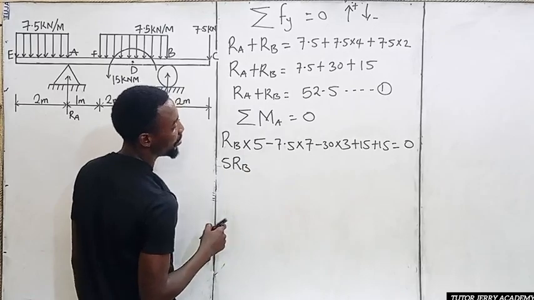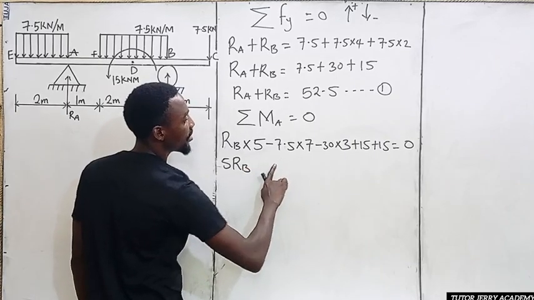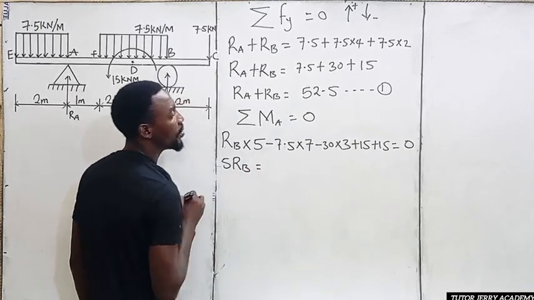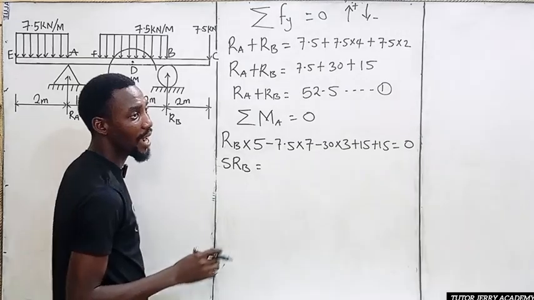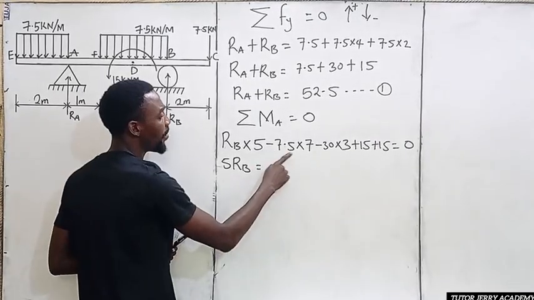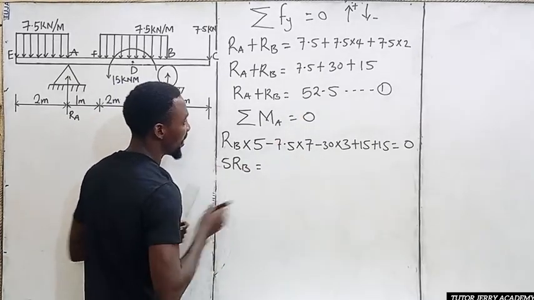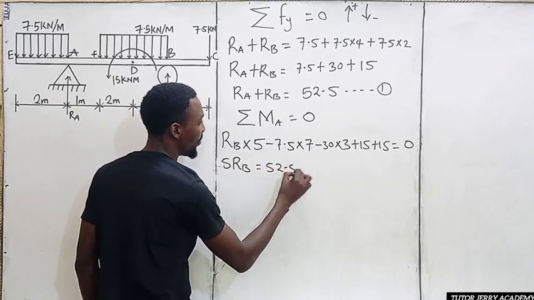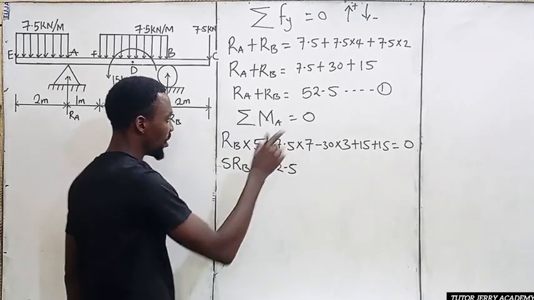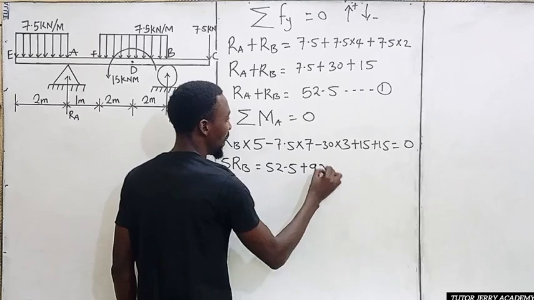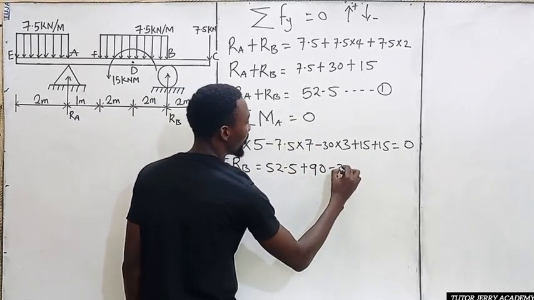Then minus 7.5 multiplied by 7. So let's just take everything to the other side. So this will be equal to 7.5 plus 7.5 multiplied by 7. Then if you take it to the other side, you are going to have 52.5. All right. And 30 multiplied by 3, that is what? 90. If you take it to the other side, it's going to be positive 90. All right. 15 plus 15 is 30. If you take it to the other side, you have minus 30.